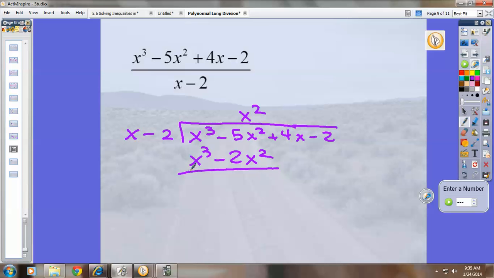Guys, you should be writing this down. There is no way you can memorize this process. This is brand new. You've never done this before. Write it into your notes.